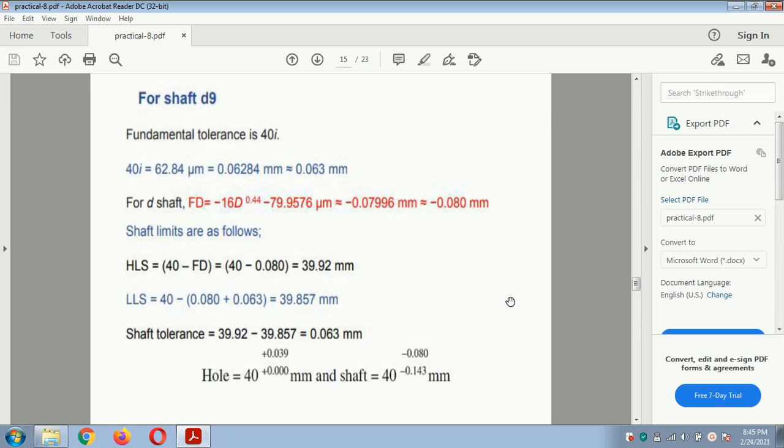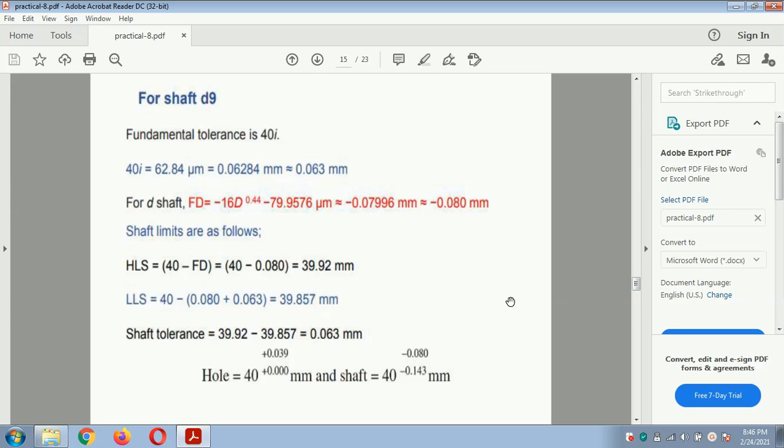After that, for the shaft, that is D9, the fundamental tolerance is 40I, that is 62.84 micrometer, that is converted into millimeter, and after that it is 0.063 millimeter. The fundamental deviation for the shaft is given, that is minus 16D raised to 0.044. You have to place the value, the limit is minus 0.080 millimeter.